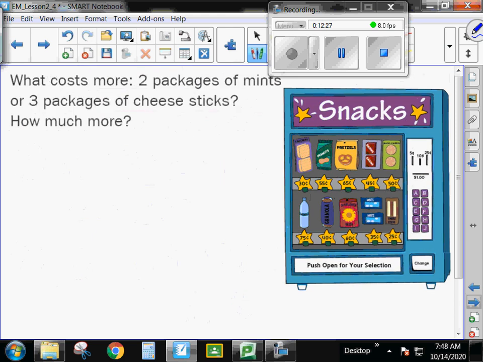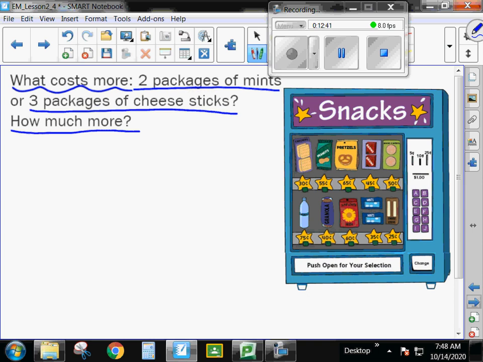All right, so let's look at this one. It wants to know what costs more, two packages of mints or three packages of cheese sticks. So it wants to know what costs more, but it also wants to know how much more? All right, so first let's figure out what two packages of mints would be.